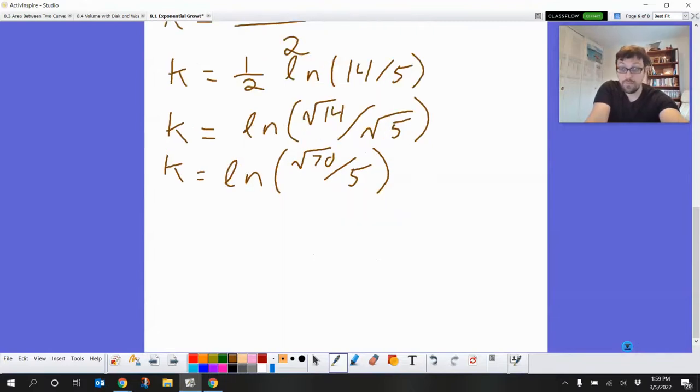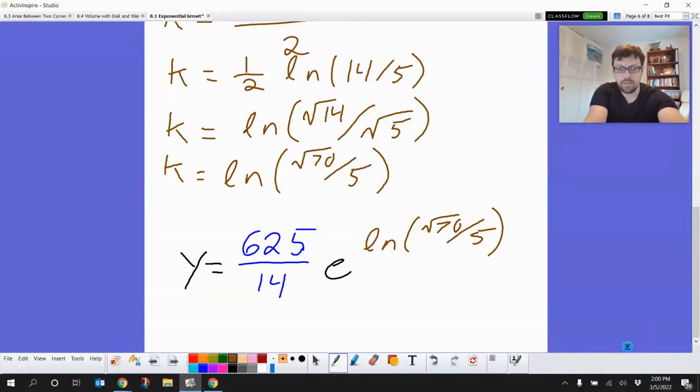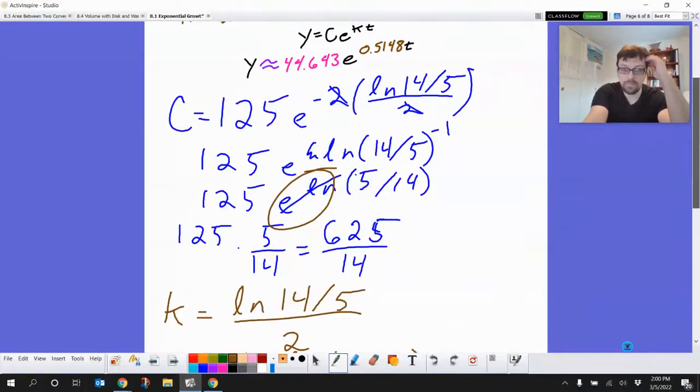So if we plug in our new values for K and for C, we get Y equals our C value that we got just a minute ago, which was 625 fourteenths. We get e to our new K value that we just got, ln of square root of 70 over 5, and then a T. Almost forgot the T, right? We need a T.